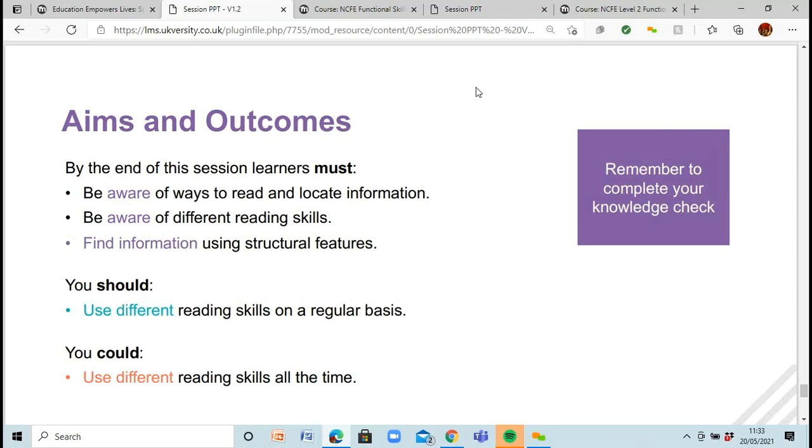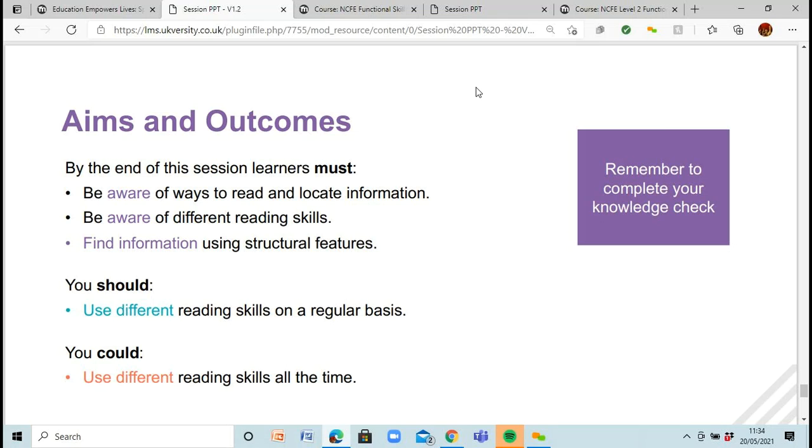So the aims and outcomes of this session. At the end of this session, you should be aware of different ways to locate and read information. Be aware of different reading skills. Be able to find information using the structural features we talked about. So you might look at the contents, a menu, an index or a glossary. You might look at headings and subheadings. You should be able to use different reading skills on a regular basis.